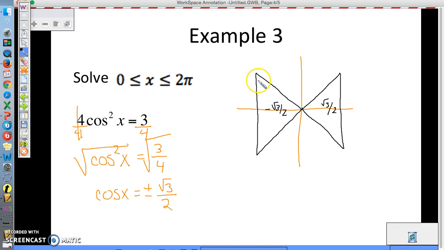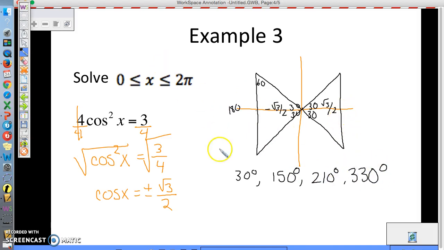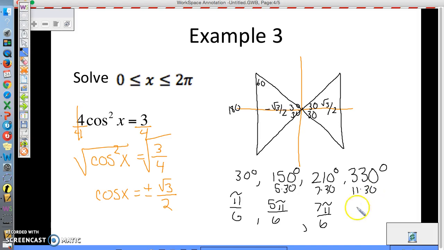So we have all these triangles. Well, opposite is 60. So that means our reference angles here have to be 30. So we have 30 degrees, 150 degrees, 30 below, so 180, that would be 210, and 30 below, that would be 330. So in terms of radians, because our answer is in radians, this is pi over 6. This is 5 times 30, so we have 5 pi over 6. 210 is 7 times 30, so we have 7 pi over 6. And this is 11 times 30, so we have 11 pi over 6. So we have those four answers there.